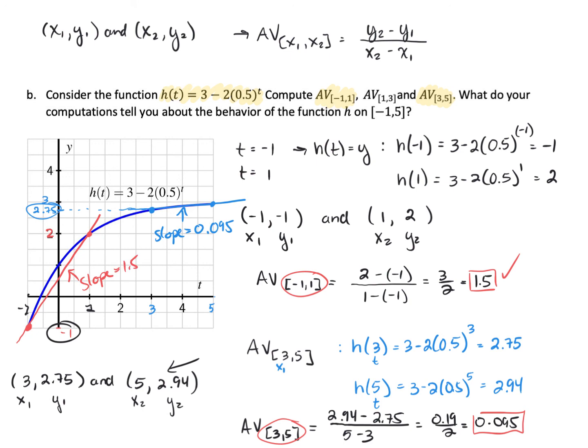So this tells us that the function h of t is increasing over time, but it's increasing at a decreasing rate, because as x or as t gets larger, we see that the average rate of change starts to slow down.